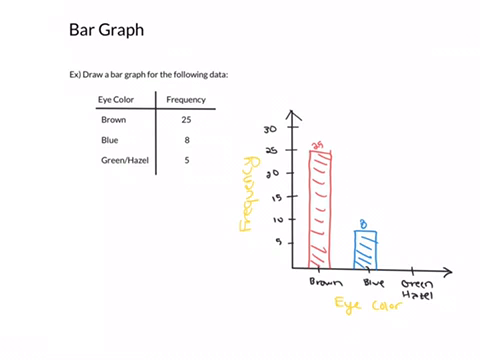And then for the last category, green, going up to 5. And you just want to make sure that they don't touch, that they're as close in width as you can make them. They don't have to be perfect. But there you go. That would be a drawn bar graph of this data.